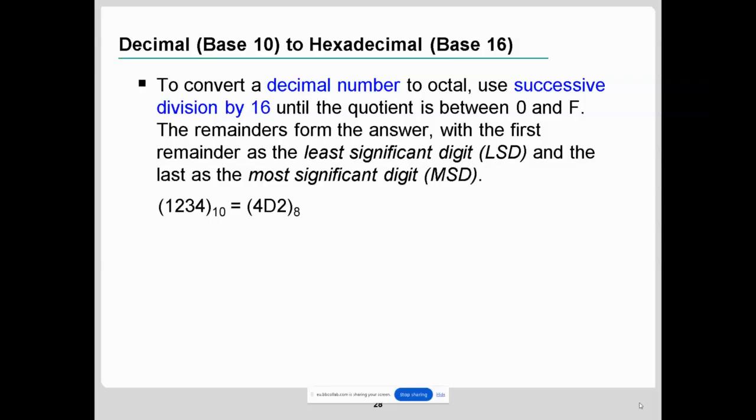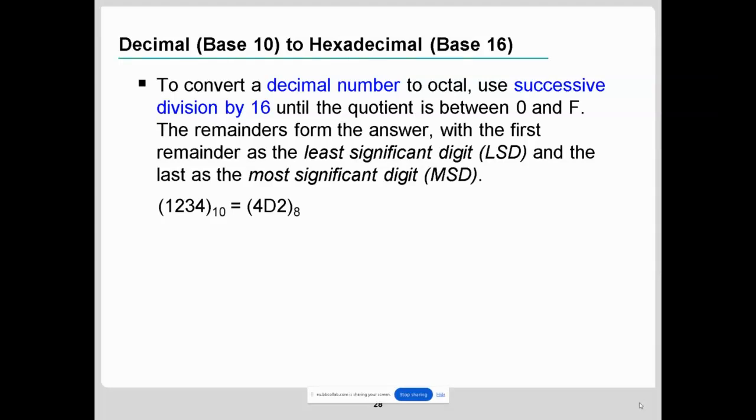16 to the power 0, 1, and then 2. Okay, 16 to the power 0 is 1, 16 is 16, and 16 multiplied by 16 is 256. Got it? Okay, now we have 256. So you can say 4 multiplied by 256, plus D.